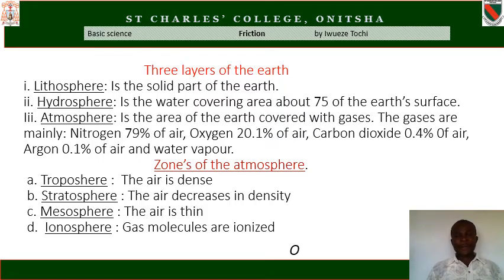Zones of the atmosphere. We have about 4 zones in the atmosphere. And these zones are the troposphere, the stratosphere, the mesosphere, and the ionosphere. Now, the air in the troposphere is very dense. That means the air within the region of this troposphere is thick. They will have a very heavy air in that region.